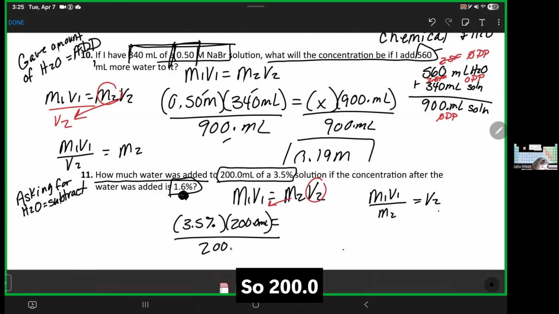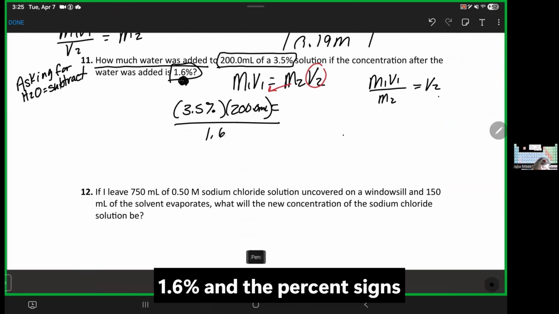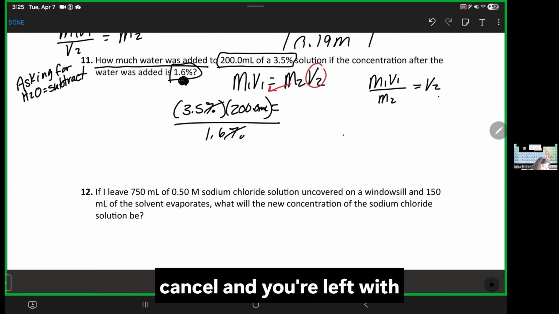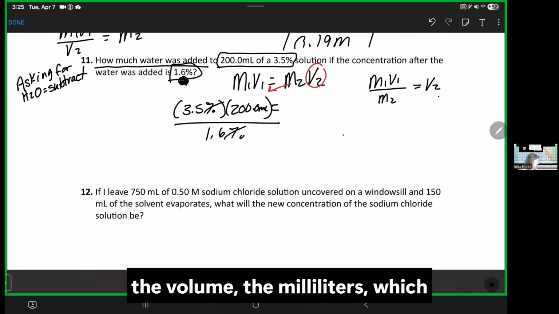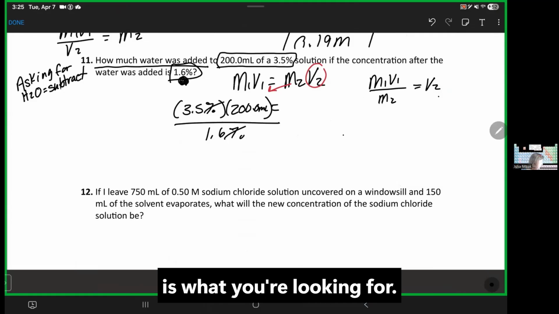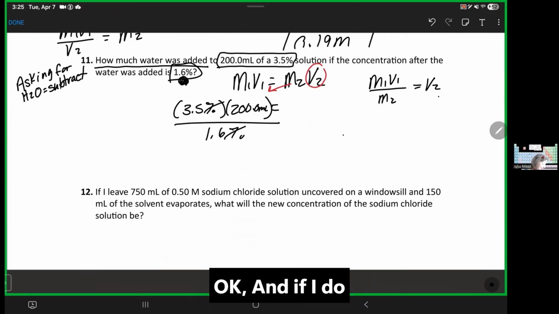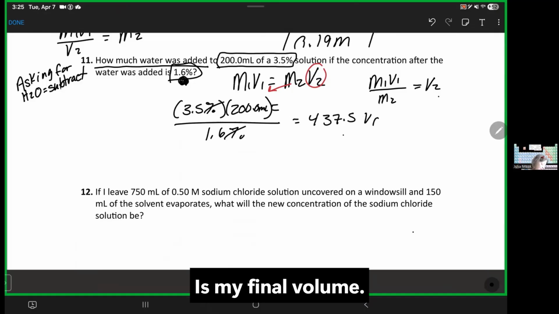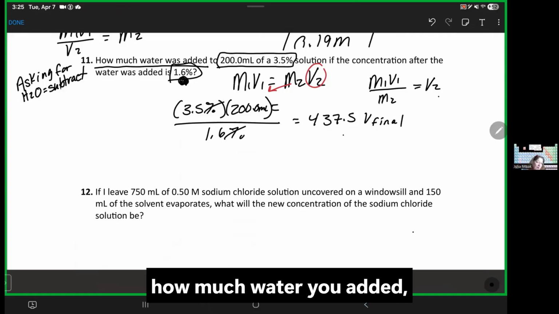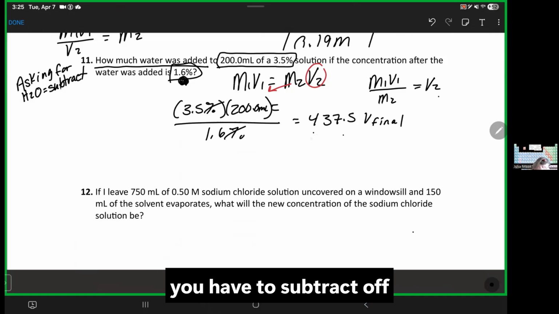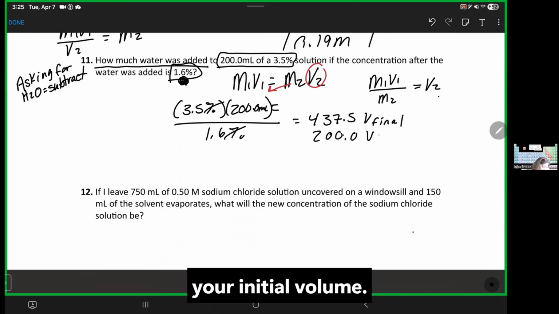So 200, my 1.6%. Okay, the percent signs cancel, and you're left with a volume, the milliliters, which is what you're looking for. Okay, and if I do that, I get 437.5 is my final volume. Okay, but to figure out how much water you added, you have to subtract off your initial volume.